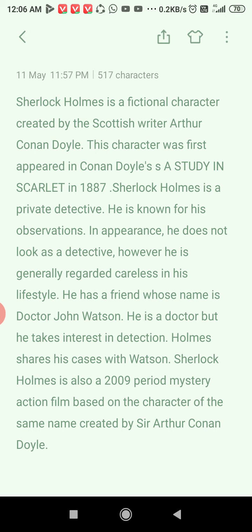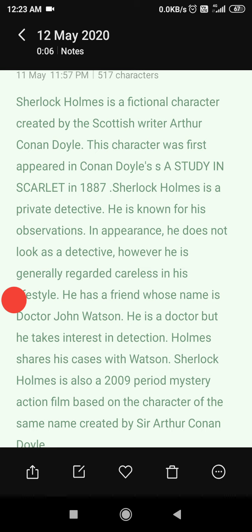However, he is generally regarded careless in his lifestyle. He is very careless. As a profession he's a detective, but he is a bit careless about his own life, okay. So further, Sherlock Holmes has a friend also, whose name is Dr. John Watson. So he's a doctor, Dr. John Watson, as you can see from the name. He is a doctor, but he takes interest in detection.